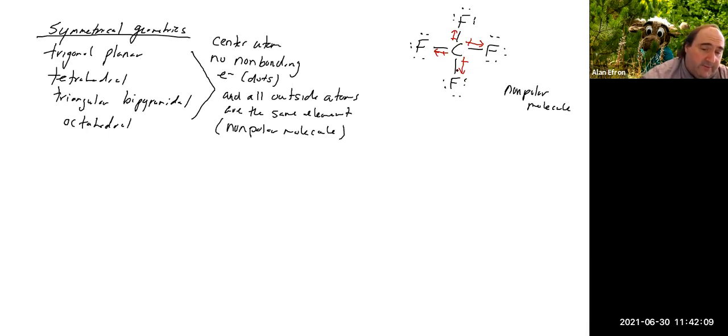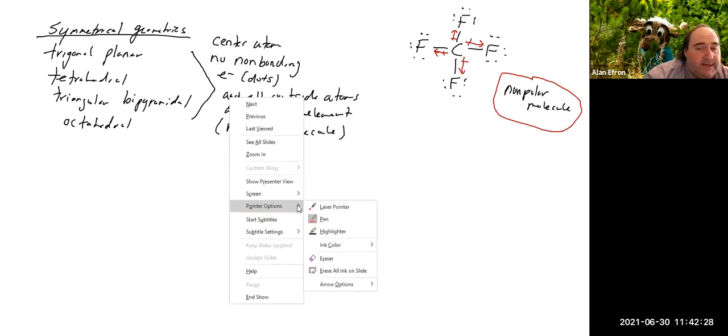The other two fluorines will also end up equal and opposite of each other, pulling equally, and nothing will happen. And again, even though there are polar bonds, these will cancel each other out, and this would be a nonpolar molecule. Now, what happens if we end up with something that does not have dots on the central atom, but all the elements on the outside are not the same?